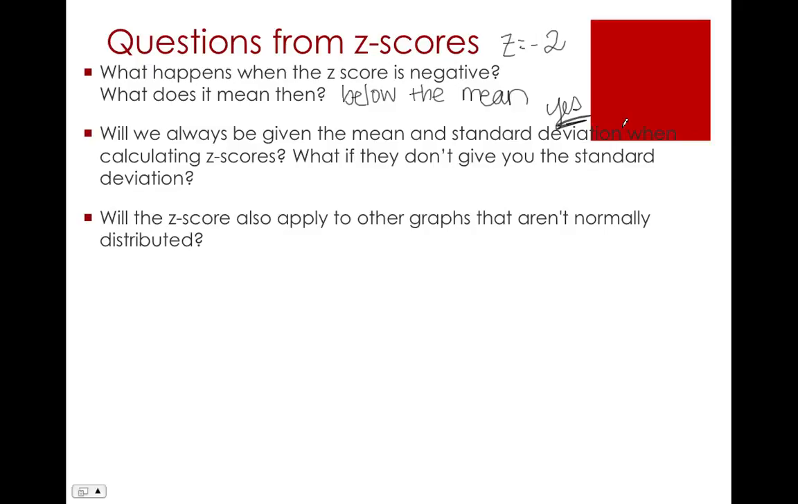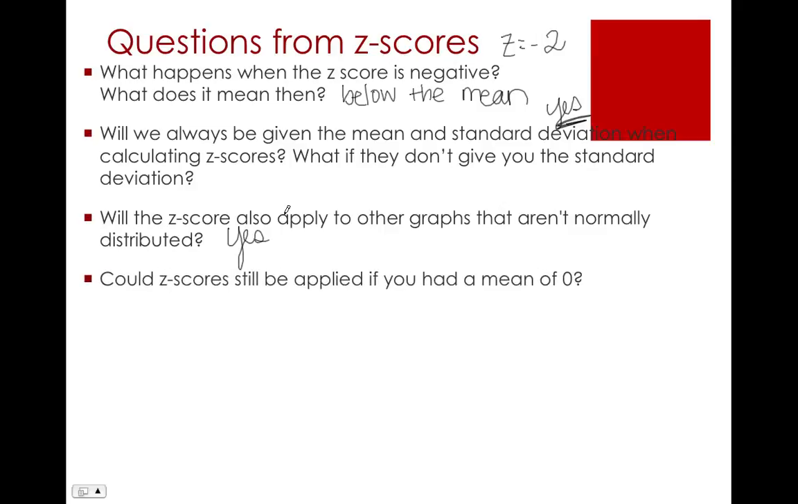Will z-scores also apply to other graphs that aren't normally distributed? This is a great question. Yes, z-scores make sense for things that aren't normally distributed, but there are things that you can do with z-scores, which we're going to learn on Wednesday and Thursday, that only make sense on a normal distribution. So z-scores apply to any distribution. It's just that they're more powerful, let's say, if they come from a normal distribution.